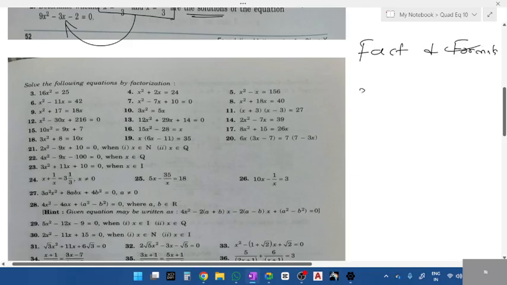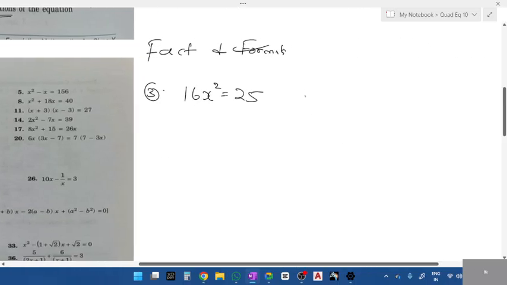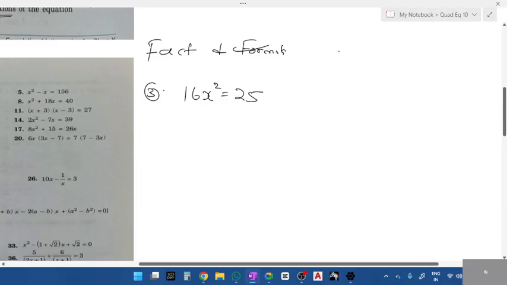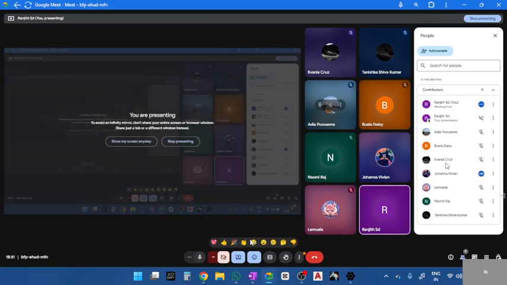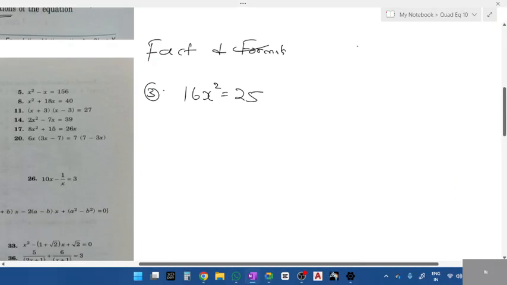Okay, look at the first question, third main. Take the third question, 16x square is equal to 25. Look, on the right hand side there shouldn't be any number. Always compare it with the formula, students. Joanna, tell me, what is the basic quadratic formula? What's the equation I gave? What is the equation, Joanna? No, no, equation. I'm asking for the equation.